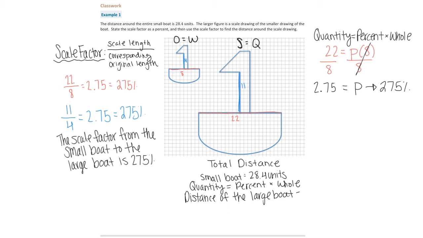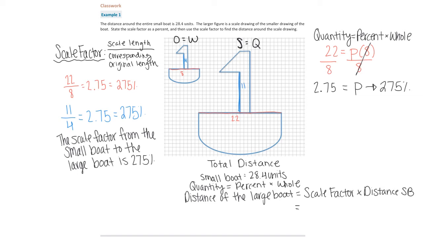And that is going to equal our scale factor, which is what we want to find in a percent, times the distance of the small boat. Now our question wants us to find the distance around the scale drawing, which is the distance of the large boat. And we know what our scale factor is, and we know the distance around the small boat.